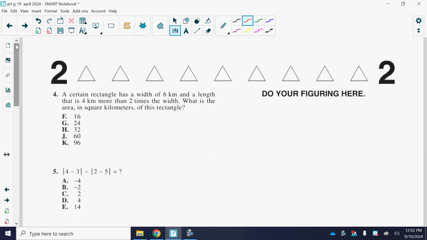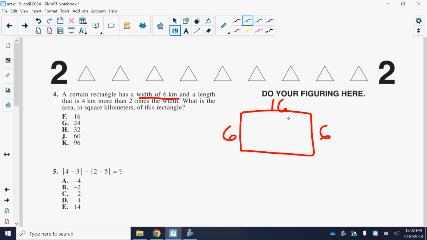Number 4. A certain rectangle, oh, it's not even a variable, y'all. It has a width of 6, and a length that is 4 more than 2 times the width. So you just take the 6 and do what? You times it by 2, which is 12, plus 4 is 16. Now look at the question. What is the area of said rectangle? 16 times 6, answer K.